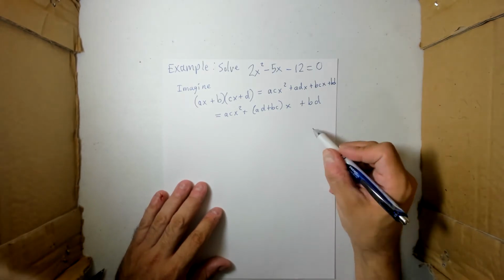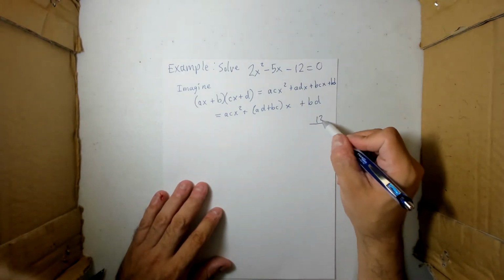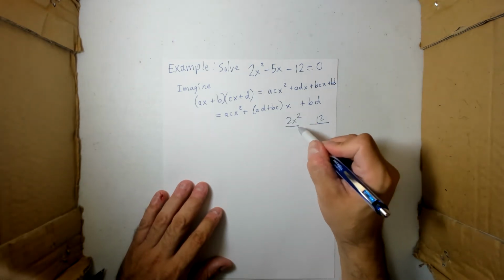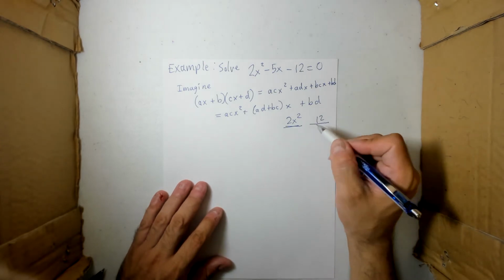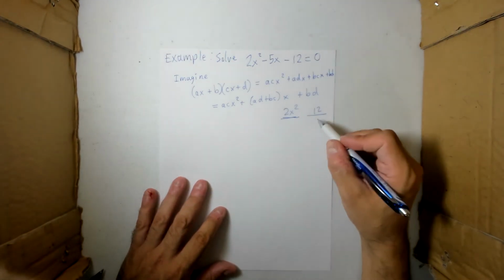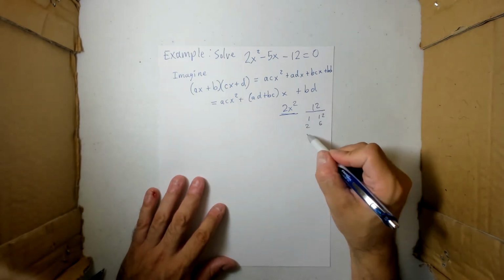So what I'm going to do here first is make a factor tree. I'm going to make a list of factors for 12, and I'm going to make a list of factors for 2x squared, basically for 2. So I'm just going to put the numbers here, but that's going to be the idea. So for 12, I have 1 times 12, I have 2 times 6, I have 3 times 4.